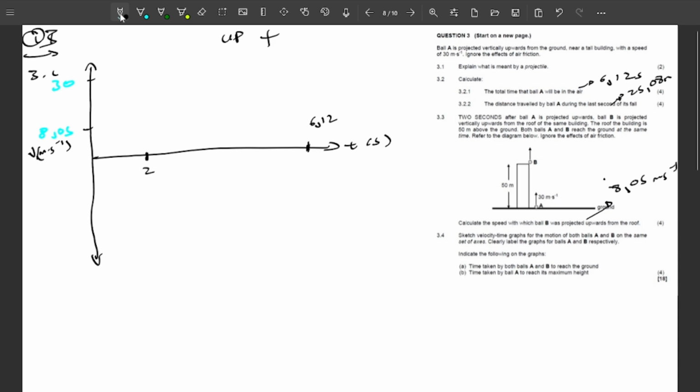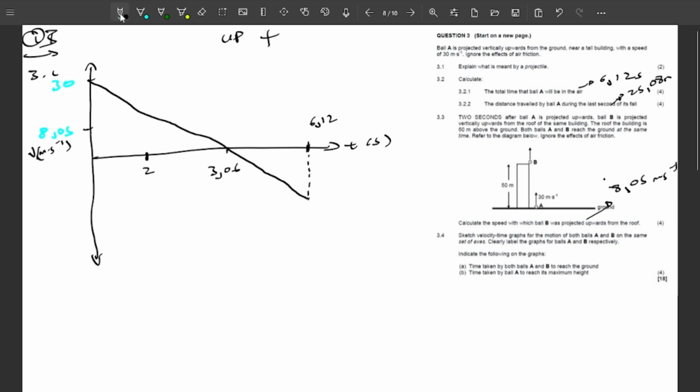They also asked for the time taken to reach its maximum height. You don't need to do much to find that time. You just have to divide this by 2, since this ball was projected from the ground, it went up, and it came down. There's nothing special about ball A. So it was 3.06, right? Now we can start to sketch our graph. Mine won't be pretty at all, but I'll try to make it as beautiful as possible. This is ball A coming down, and it gets here, right?